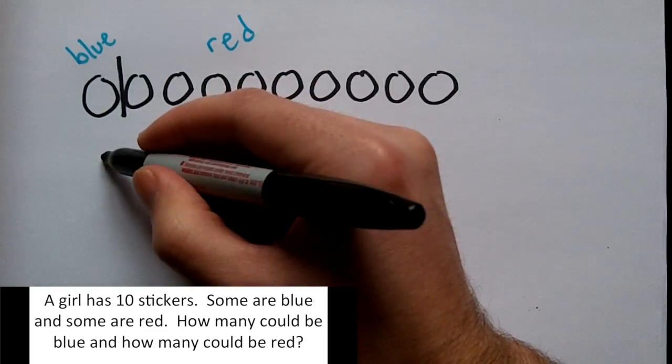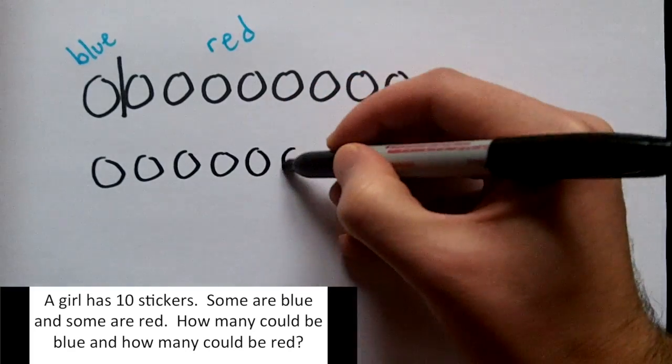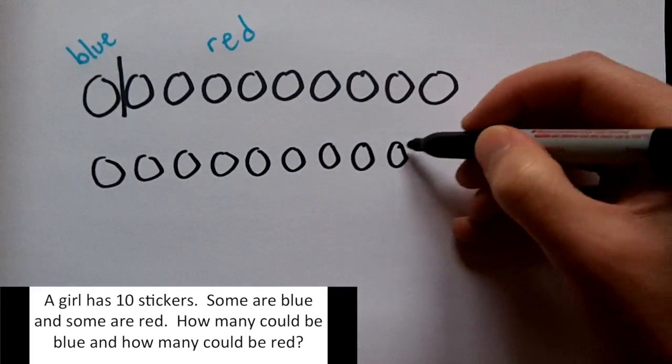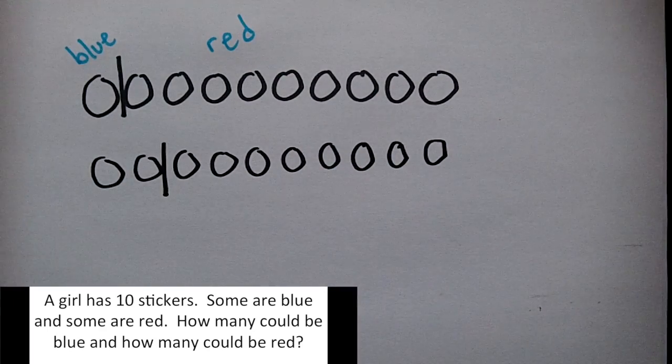There are lots of solutions to this problem. Sometimes students will be asked to show all of the ways or just one of the ways. They should be comfortable showing all of the ways. Another solution is that 2 are blue and 8 are red.